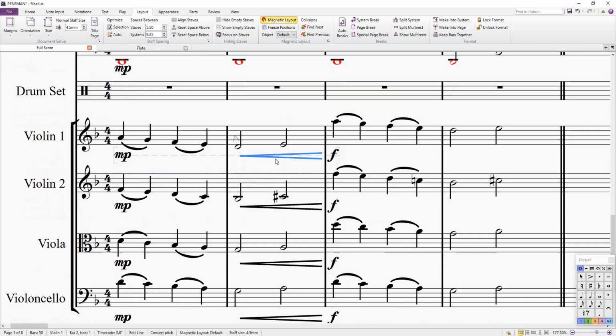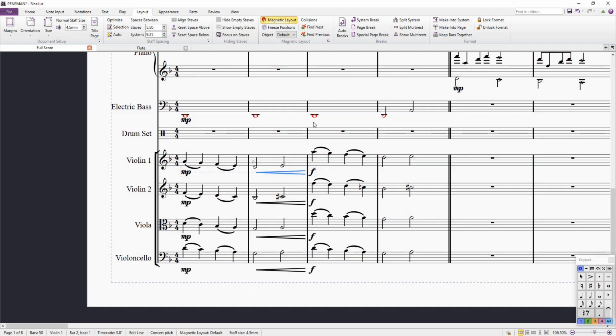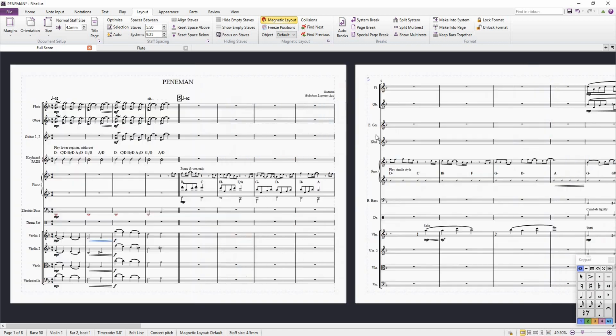Okay, and then dynamic markings like getting louder or getting softer. These are very, very important. These are details which all arrangers and orchestrators, you must pay attention to these kinds of details. Students, please take note, okay?